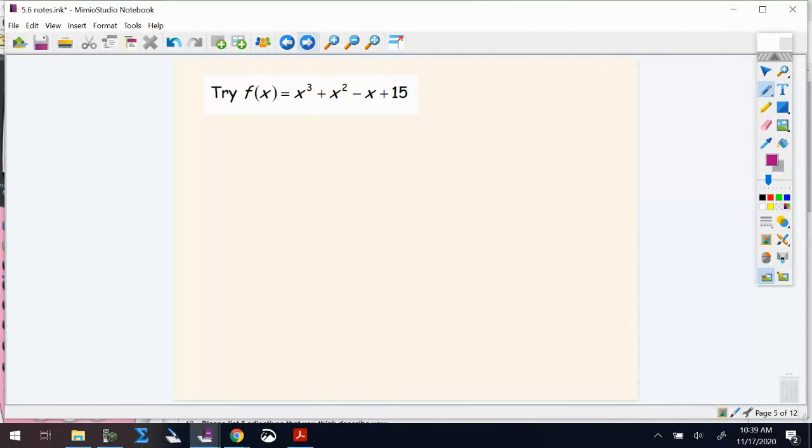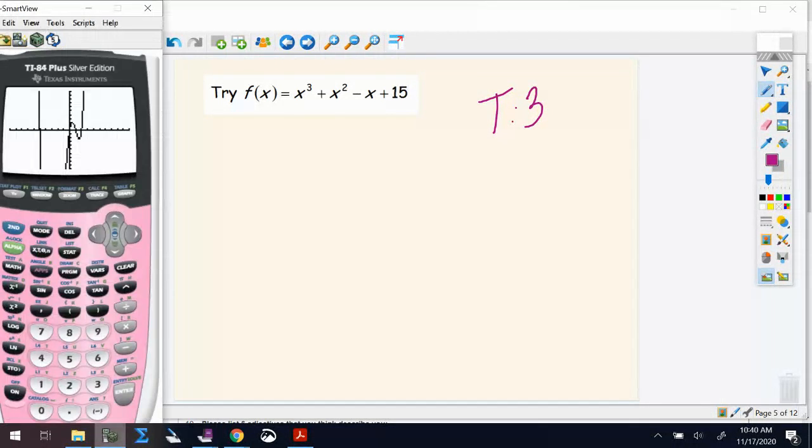So this one, my total number of zeros is 3 because that's the highest exponent. So then I'm going to go to my calculator. I'm going to get rid of this. I'm going to graph x to the third plus x squared minus x plus 15. And I'm going to take a look at it. And what I see is it only crosses the x-axis 1 time.